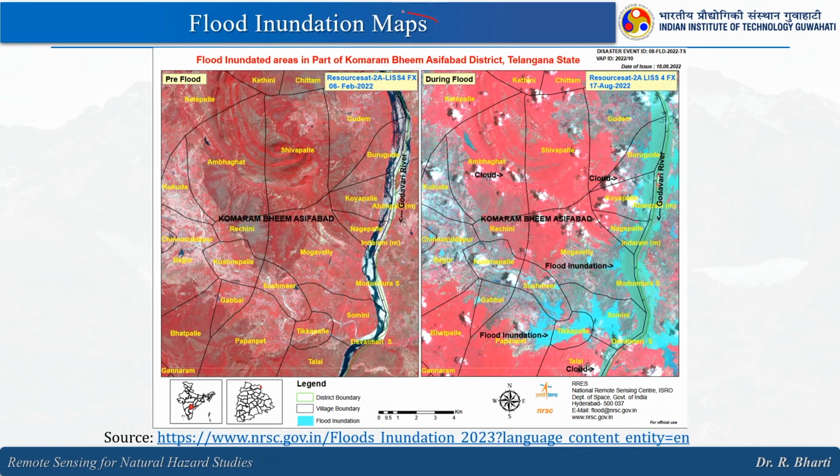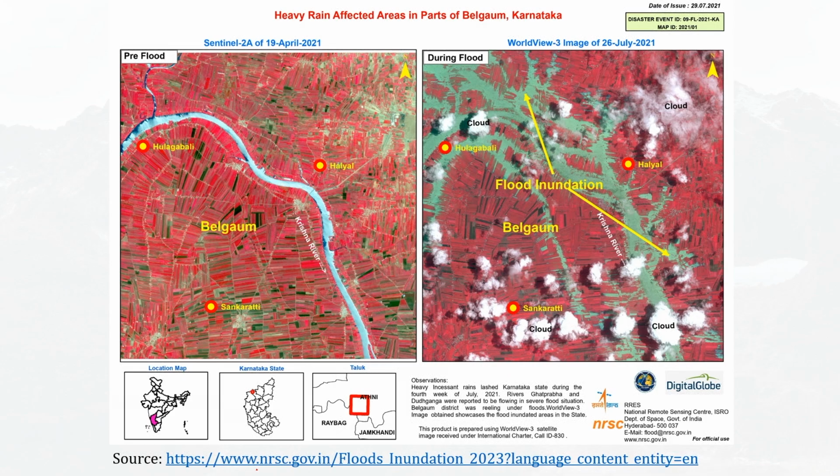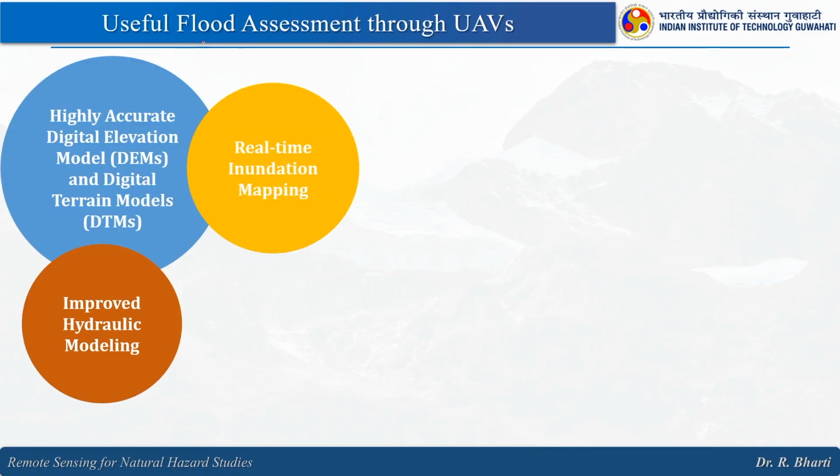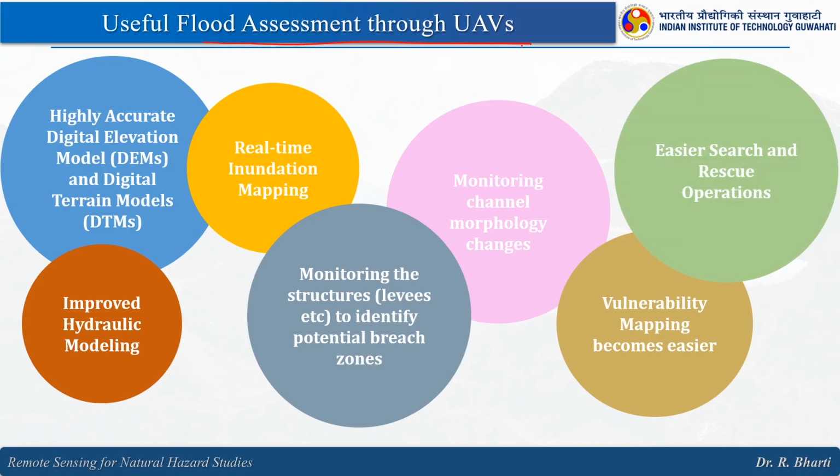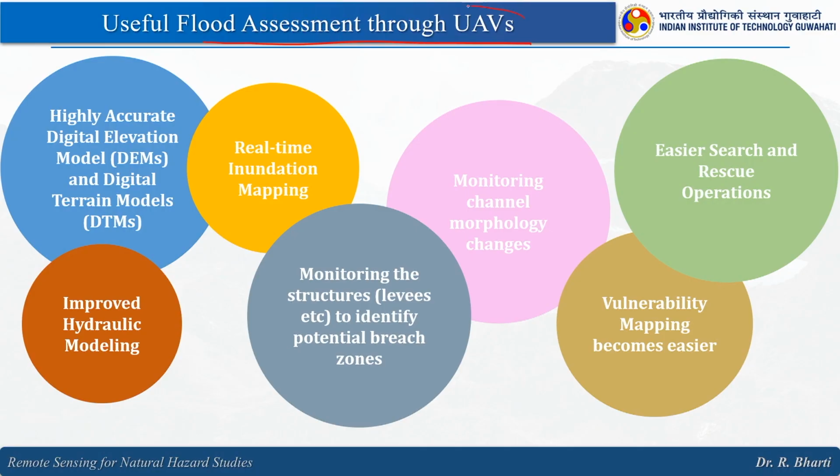This is one example of flood inundation mapping, from NRSC again. This is another example from NRSC work. Now, useful flood assessment through UAV. Sometimes the microwave sensors are not passing through that particular area, and the optical remote sensing sensors are not able to capture the data because of bad weather conditions. In such a situation, UAVs will be your third eye.